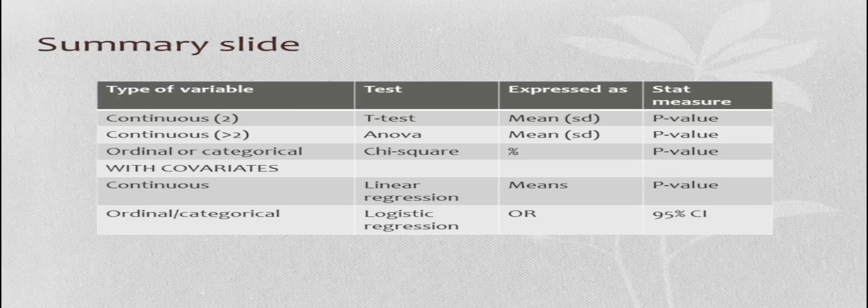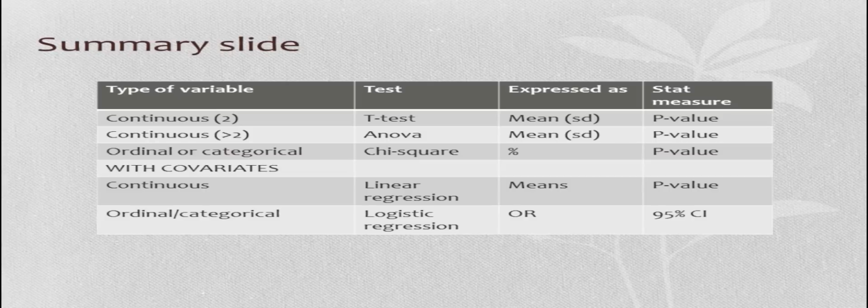So just as a summary, and again, don't stress about knowing these formulas. I mostly just want you to understand what makes things more and less likely to be statistically significant, and in many cases it's sample size, and that's in your syllabus. A continuous variable with 2 groups is studied with a t-test, and the results are expressed as mean and standard deviation for each group, and the statistical measure that's used is a p-value.